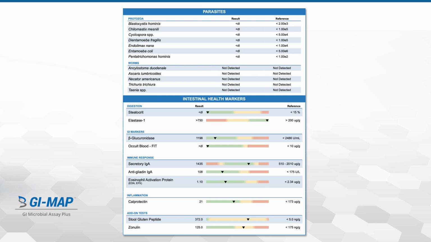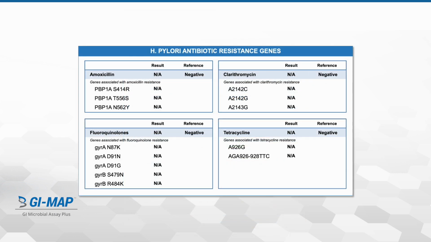Immune response markers such as total secretory IgA, anti-gliadin secretory IgA as a potential marker for non-celiac gluten sensitivity, markers of immune activation or white blood cell degranulation such as eosinophil activation protein, markers of mucosal inflammation such as calprotectin, and then markers for intestinal hyperpermeability or barrier dysfunction such as fecal zonulin.